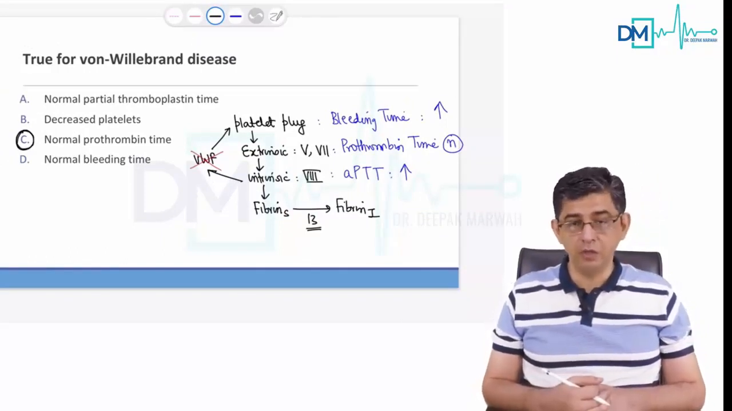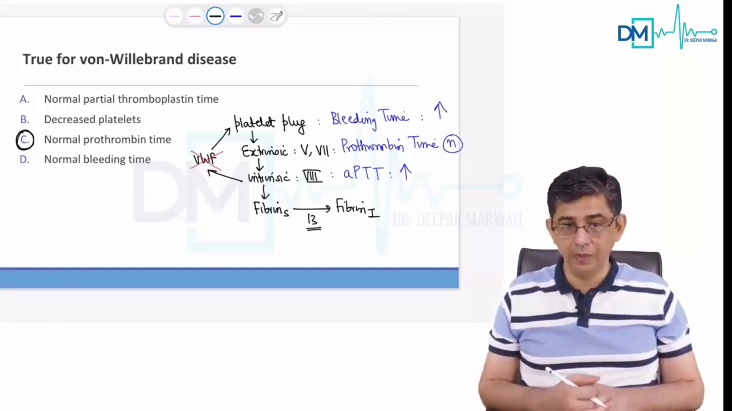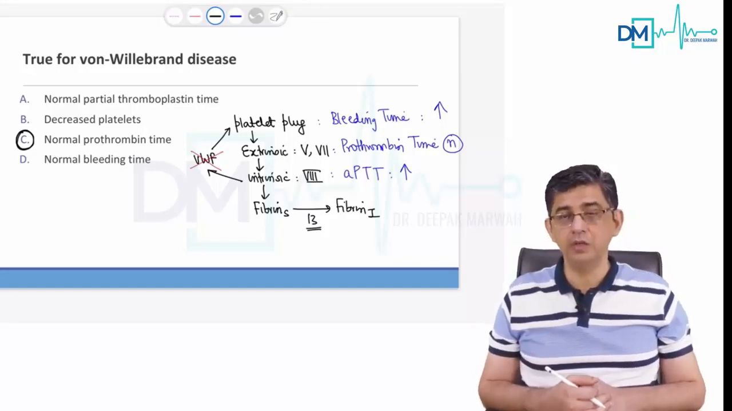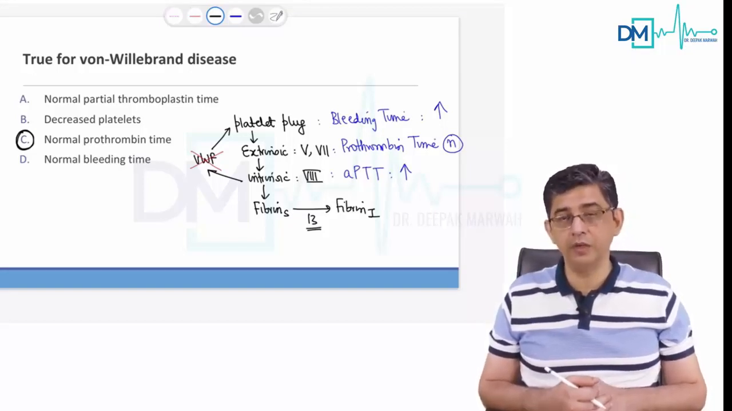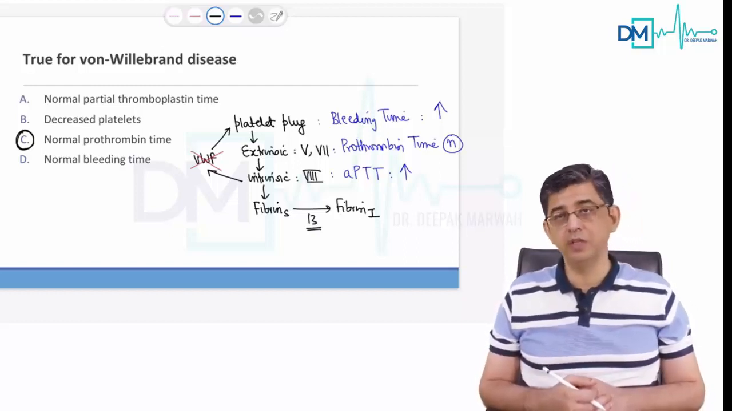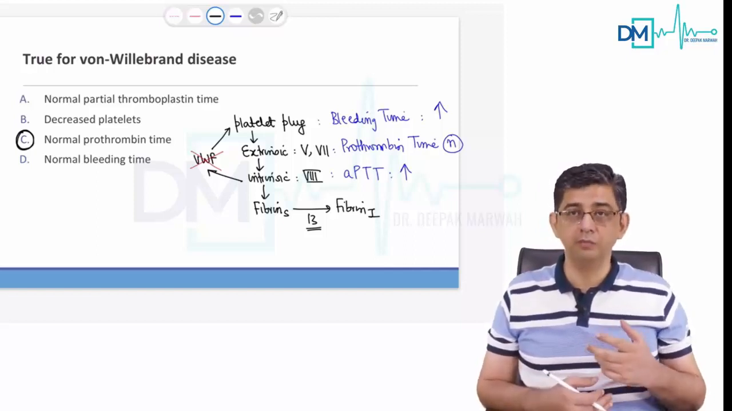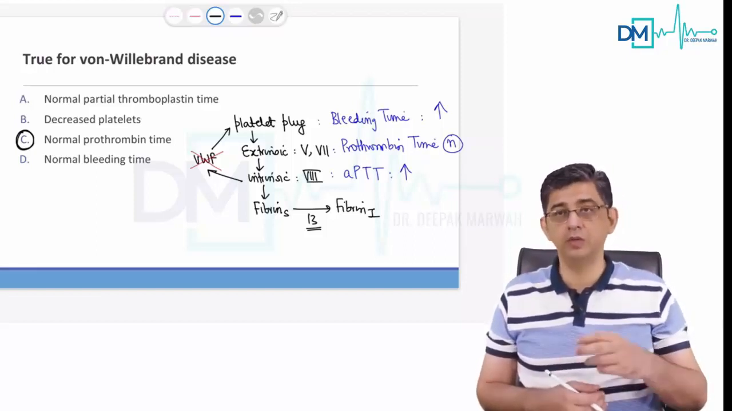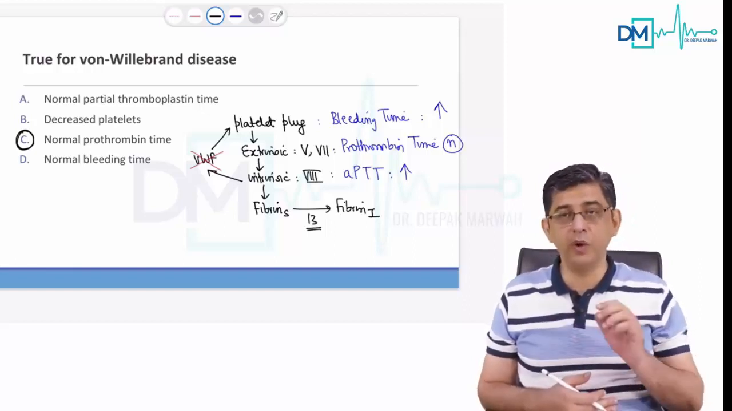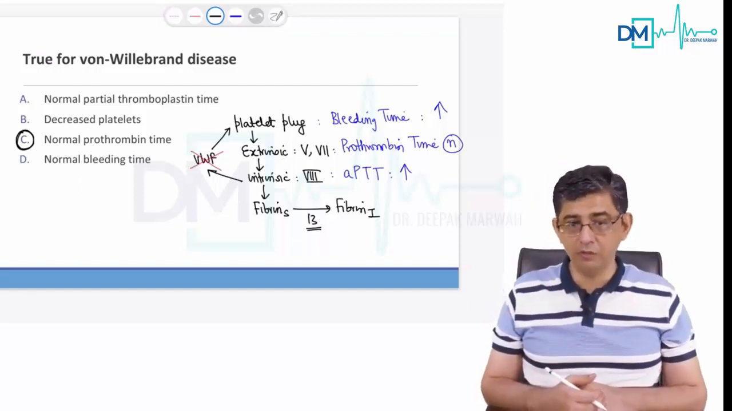If you look at choice A, normal partial thromboplastin time, no, rather it is increased. The platelets in these patients are not decreased. I highlight that again: it is not that the amount of platelets is reduced. It is just that the functioning of the platelets is reduced because they are not able to stick to the vessel wall, because there is deficiency of the glue. The glue that helps the platelets stick to the vessel wall is missing. So the problem is not with the quantity. It is a quality aspect that I am talking about. So this condition does not have thrombocytopenia.